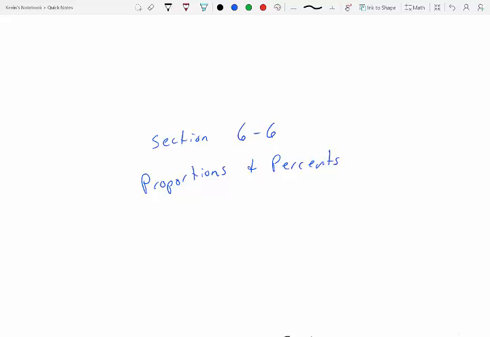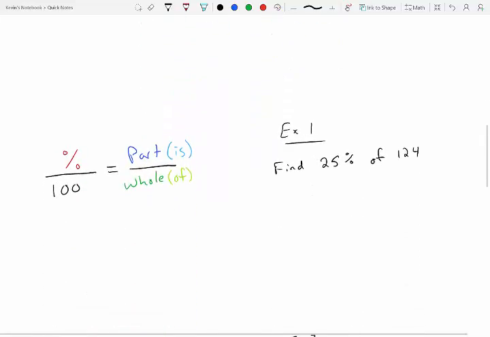Today we're going to do section 6-6, proportions and percents. The proportion we're going to use is on the left. It's always going to be a percent over 100 and equals a part over a whole. And the way you tell the difference between a part and a whole is the words is and of. The word is is always associated with the part. The word of is always associated with the whole.